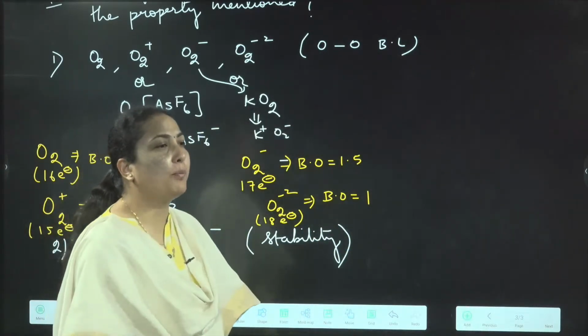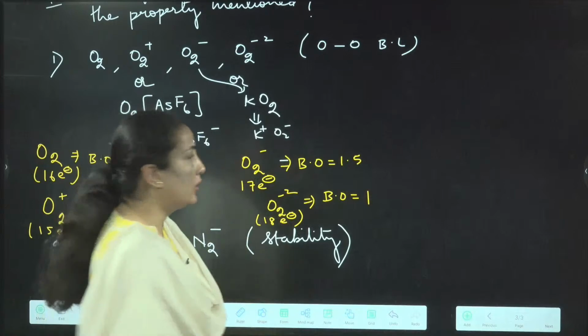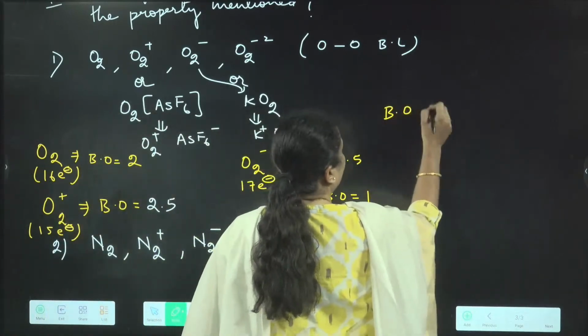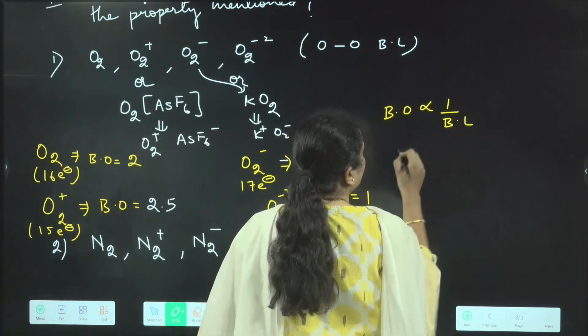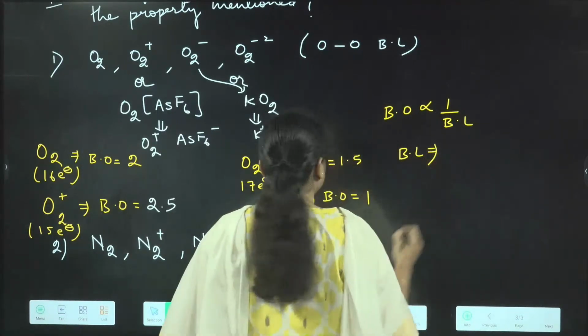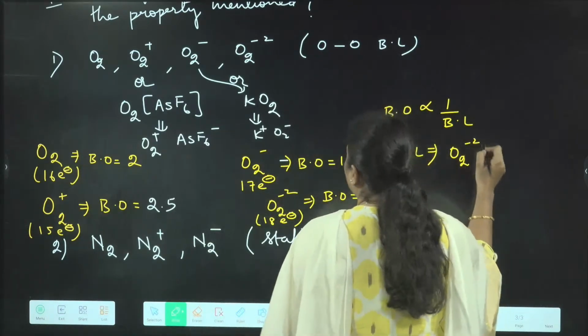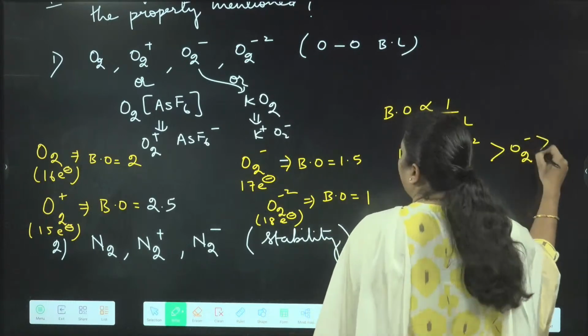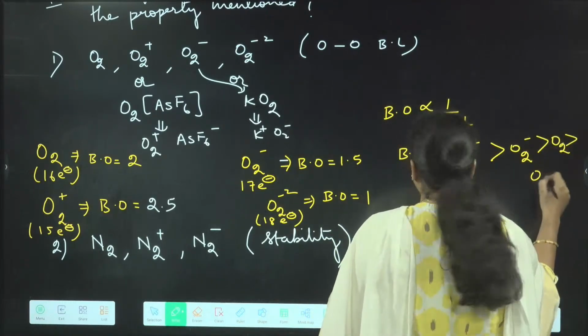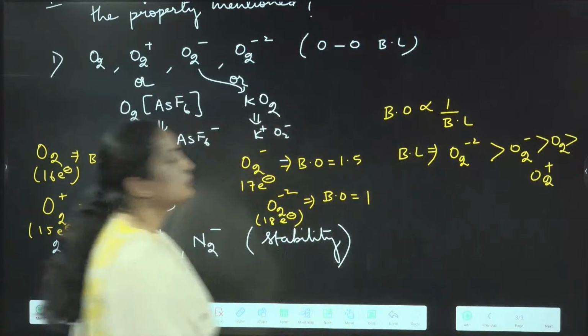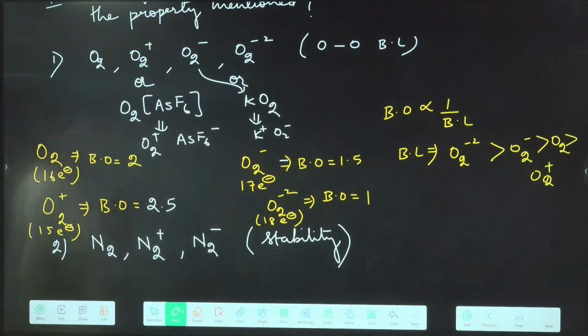Now you have to go for this bond length order. So do you remember we have written one important point that bond order is inversely proportional to bond length. So in that case, you are going to have O2 minus 2. After that, O2 minus. After that, you are having O2. And in the last, you are having O2 plus. That's how we calculate. Okay.